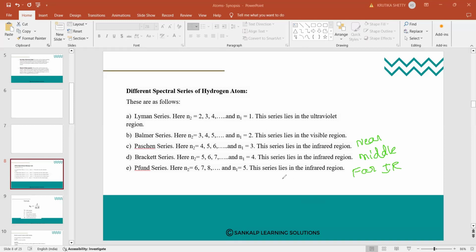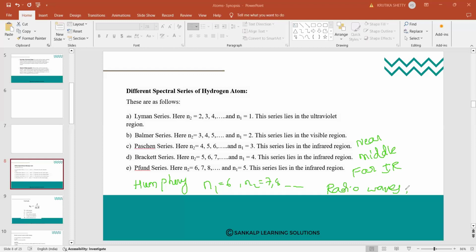There is a 6th series, still the studies are going on. That is not there for you, just for your general knowledge. You can just remember, Humphrey, that is one more series. After Pfund we can see this series. Still the studies are going on. Here n1 is equal to 6, and n2 values will be taken from 7, 8, and it comes in the radio waves.